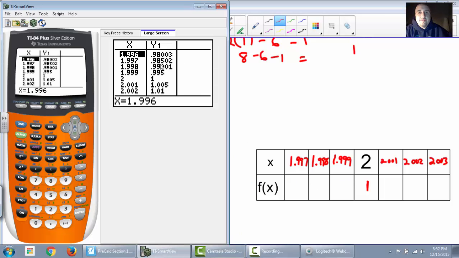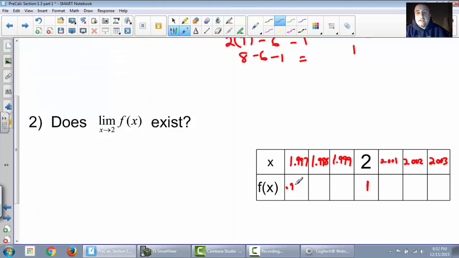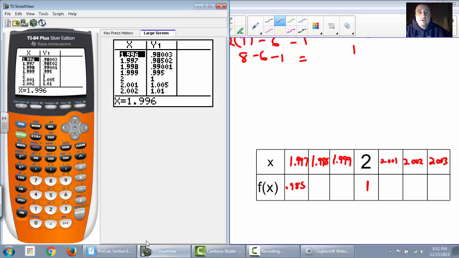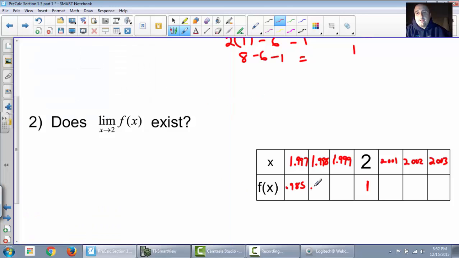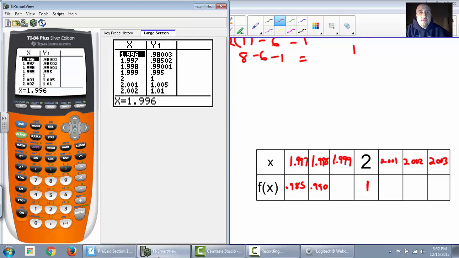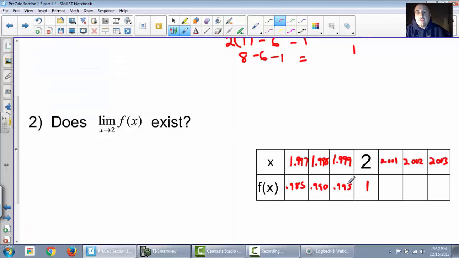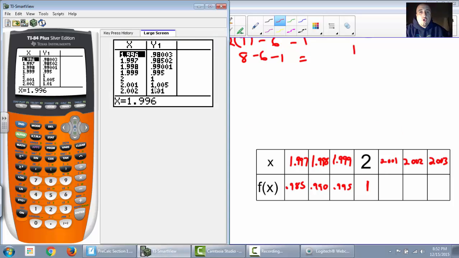So at 1.997, it's equal to 0.985. Okay, what about 1.998? 0.990. And then the third one, 1.999, is 0.995. And then let's look at 2.001. 2.001 is going to 1.005.